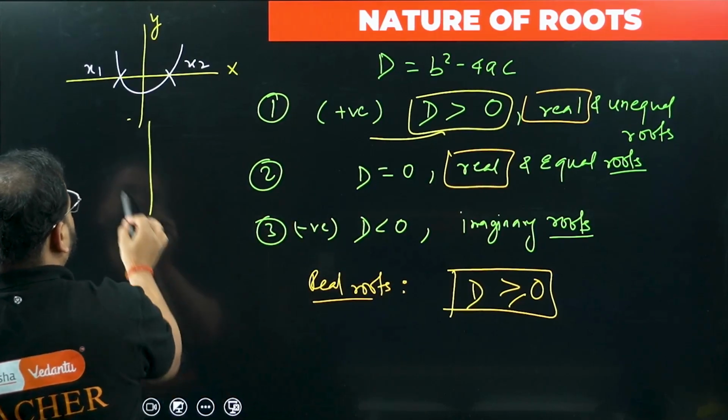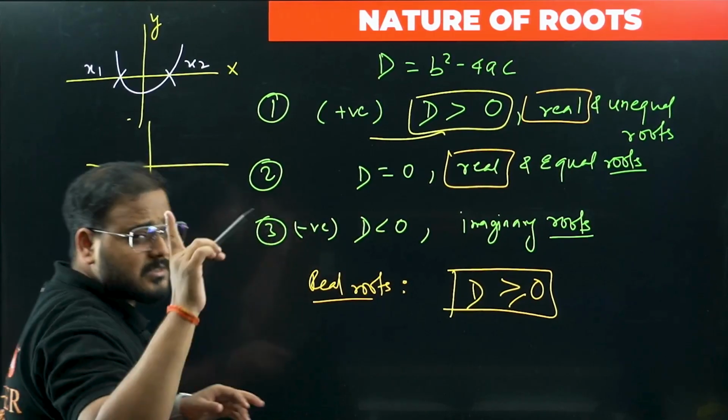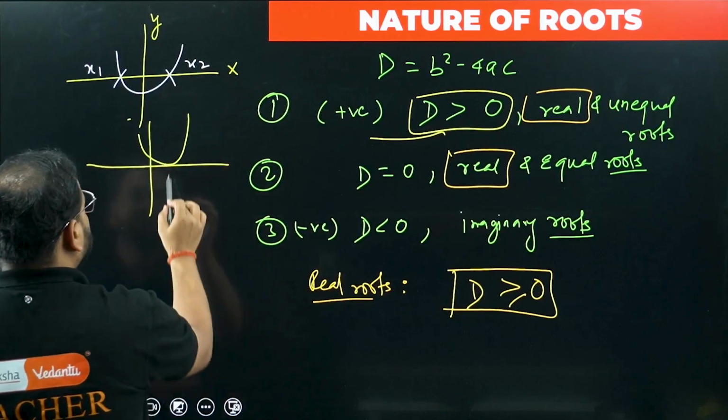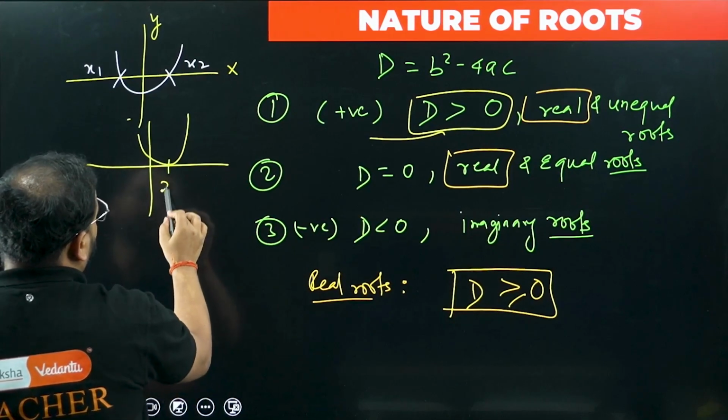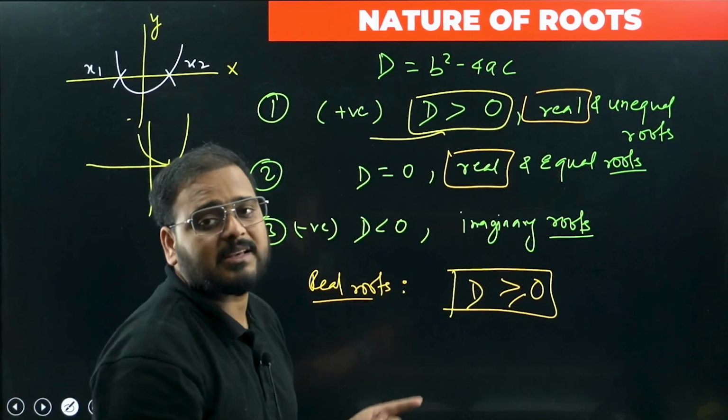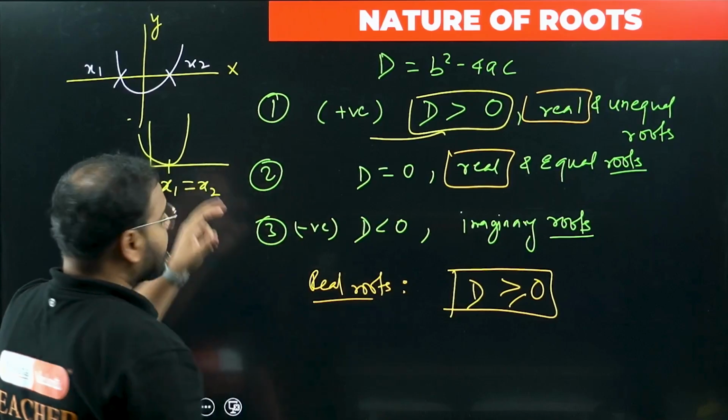So for the second one, the graph will look like this. You'll have a single point of contact. Let's say I can write it like this. So please check this point of contact. You'll have both roots equal to each other. It'll be a real root though, because it's cutting the x-axis at one point. Okay, the point of contact is there.